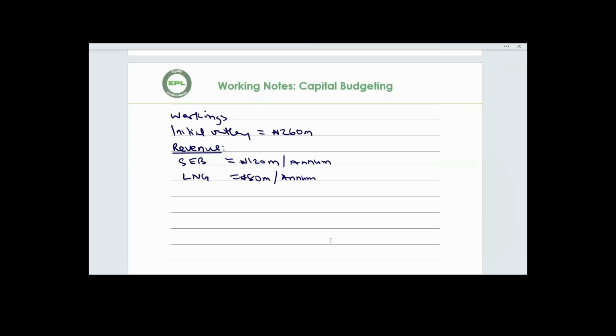Okay, so what else? Any other revenue? According to the question, the management of True Talk Nigeria Limited consider the useful life of the pipeline to be 20 years. Okay, so there's no other revenue again. So I will add up everything. Here is 200 million naira per annum. That's the total revenue.